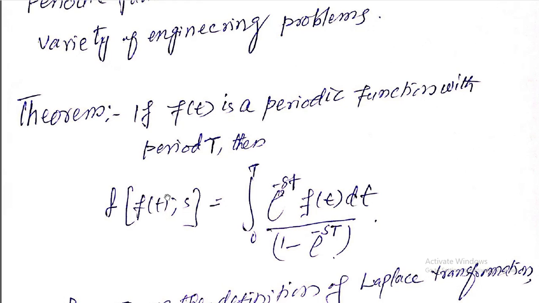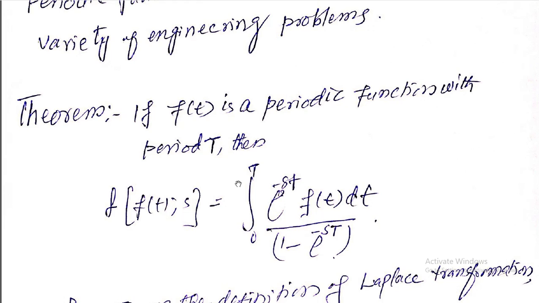So the Laplace of this periodic function, where the period is T, f of t plus T equals f of t, its Laplace transform will be the integral from 0 to T, from 0 to its period, of e to the power minus st times f of t dt, divided by 1 minus e to the power minus sT. This is actually a constant with respect to t, so you can take it out also.